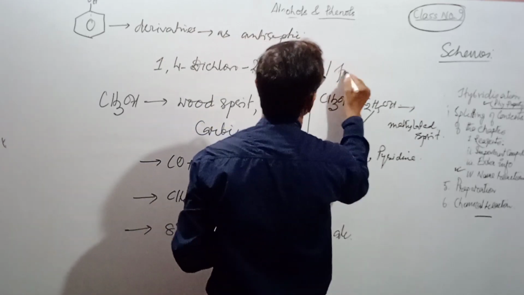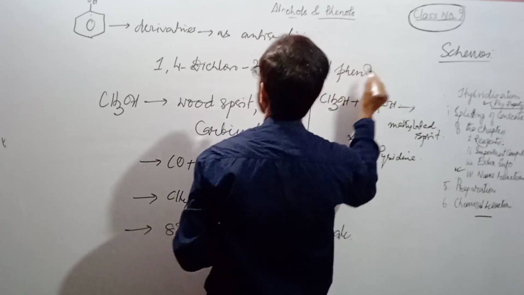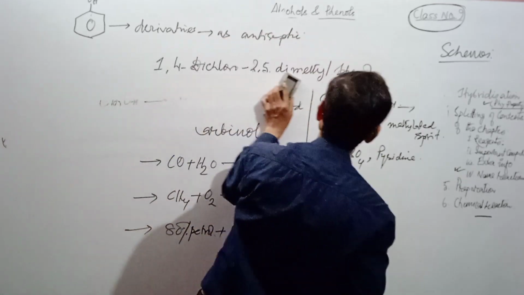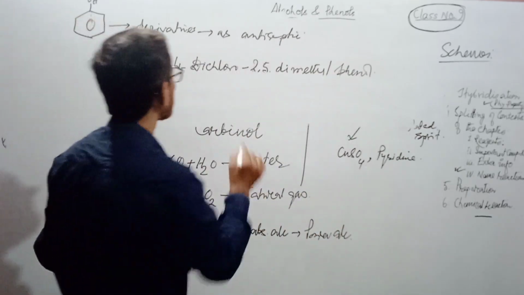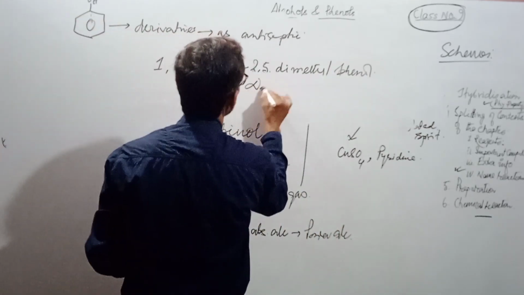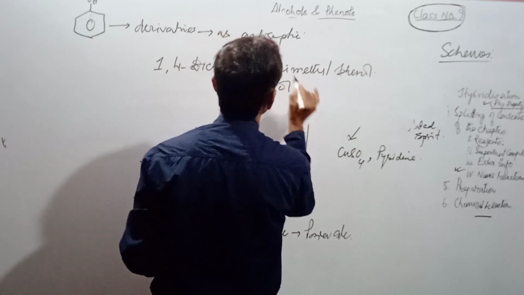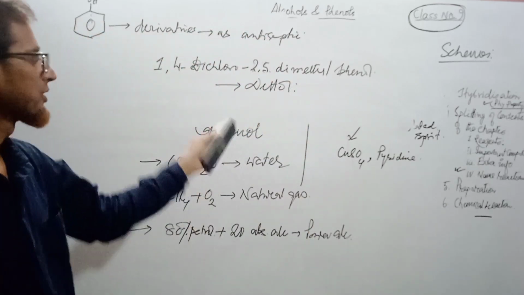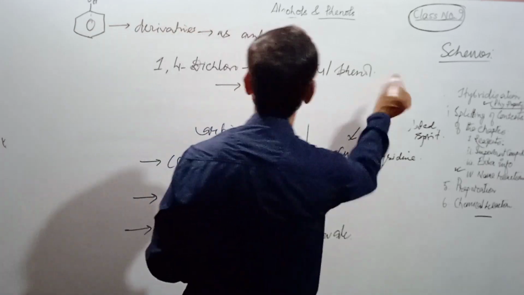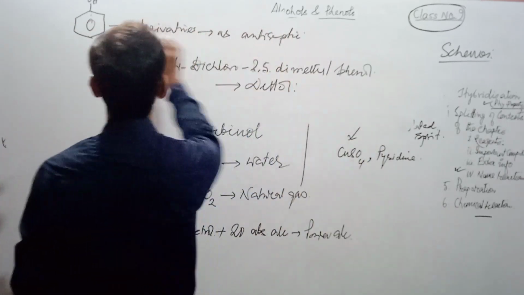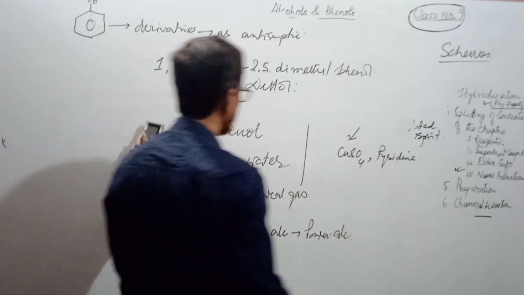1,4-dichloro-2,5-dimethyl phenol. When you see the name, you will find it a bit huge, but when I tell you the name, you will understand. This is Dettol. Everyone uses this at home. So 1,4-dichloro-2,5-dimethyl phenol is literally a derivative of phenol. So phenol is an antiseptic.